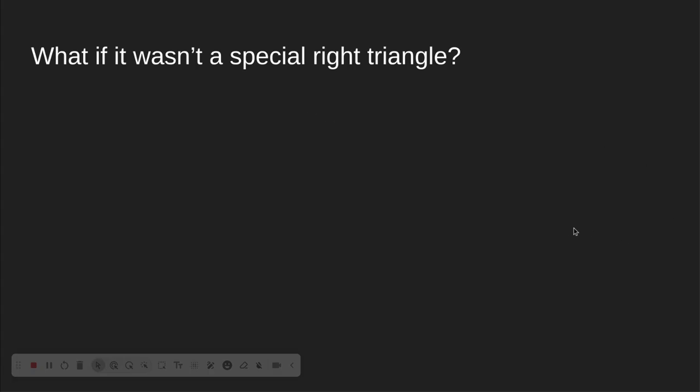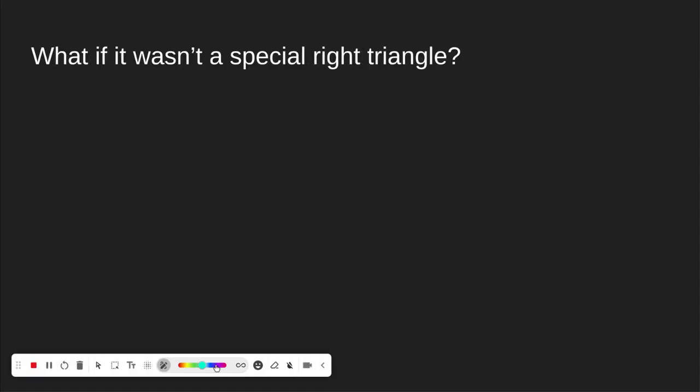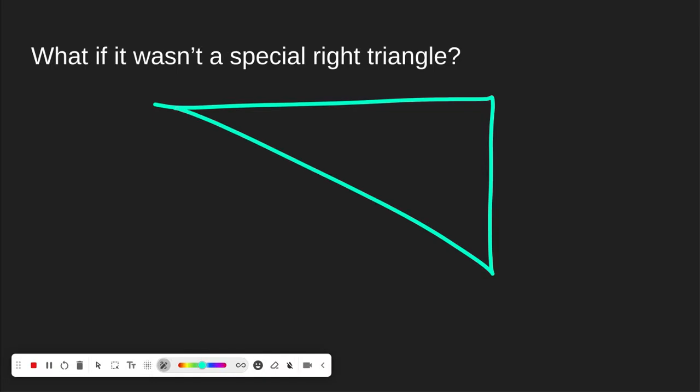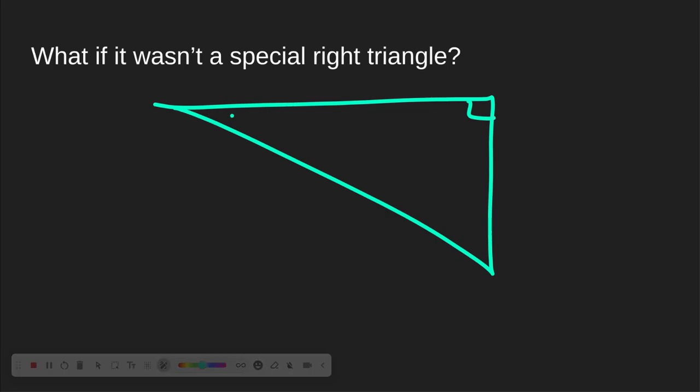What if it wasn't a special right triangle? We went over one of those, but let's do one with a cosine. So let's say I had an upside down right triangle. Harper, make up a number that you think that angle could be. What do you think? 37. Okay, I'm good with that. And let's say that the hypotenuse is 26 inches.